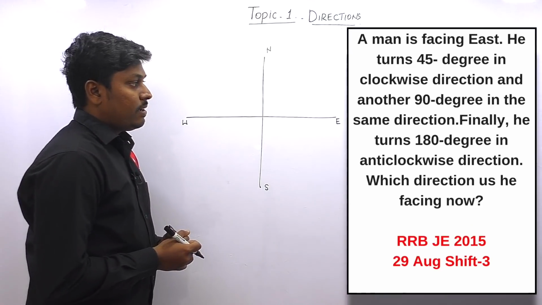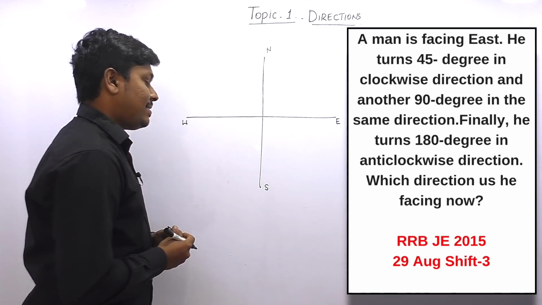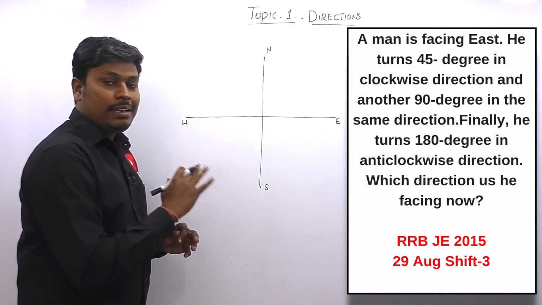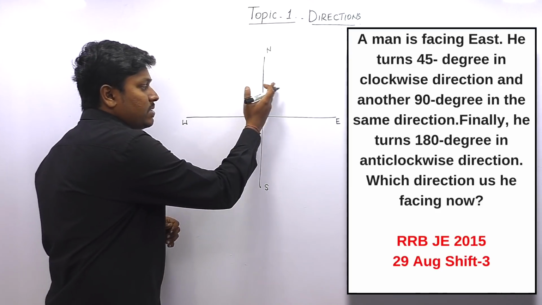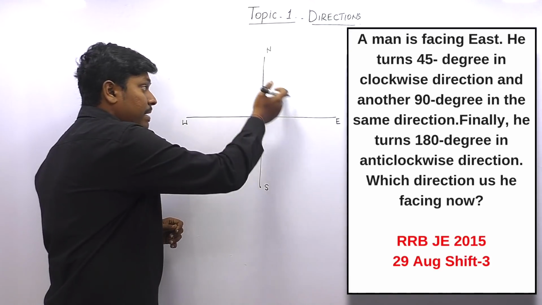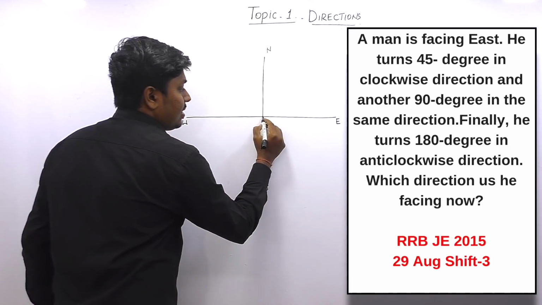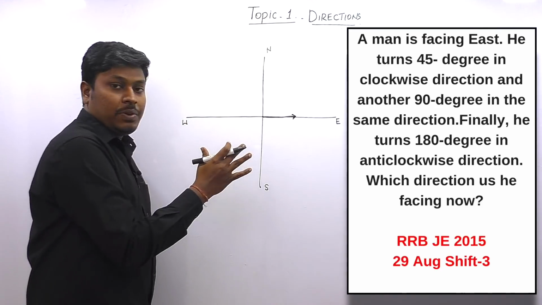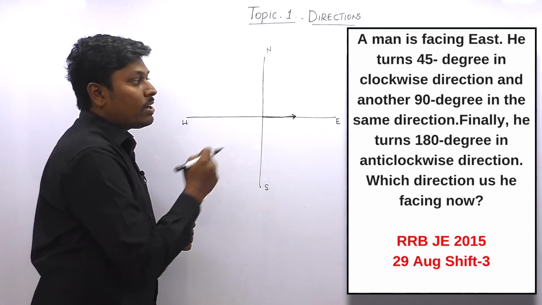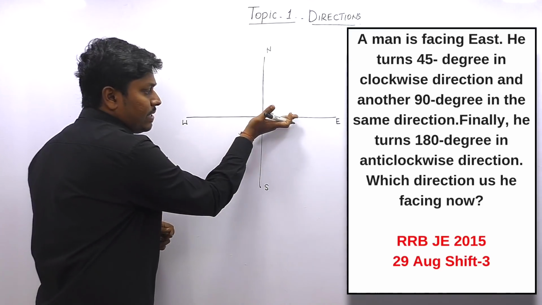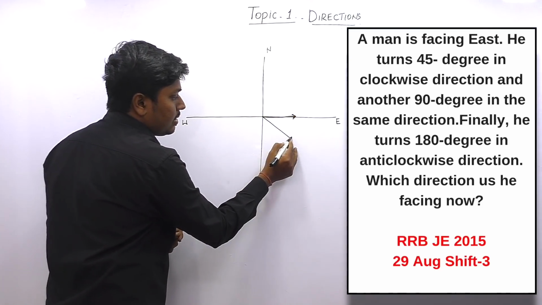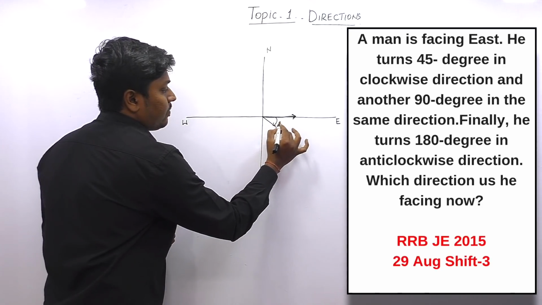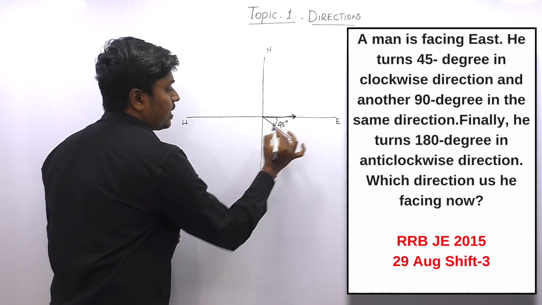Question number 7. A man is facing east. What they are saying is, a man is facing east, he turns 45 degrees in clockwise direction. We know that this will be clockwise direction and this will be anti-clockwise direction. Initially a man is facing in the direction of east. Then he turns 45 degrees in clockwise direction. So now he will be facing southeast direction. Got it? So this will be 45 degrees clockwise direction.